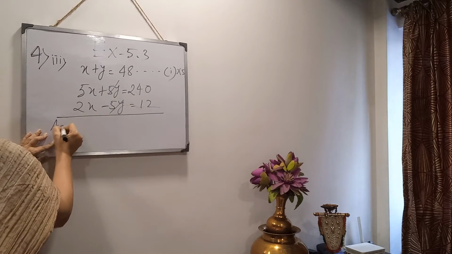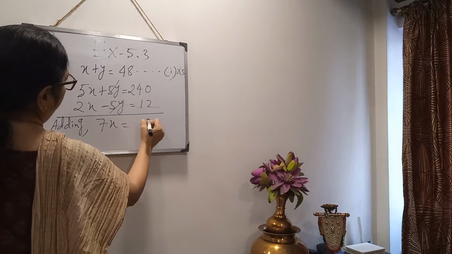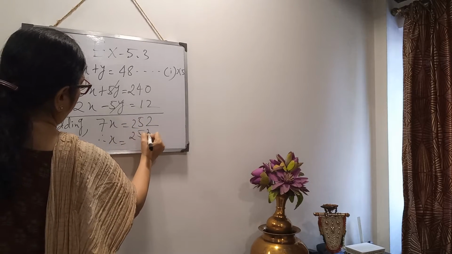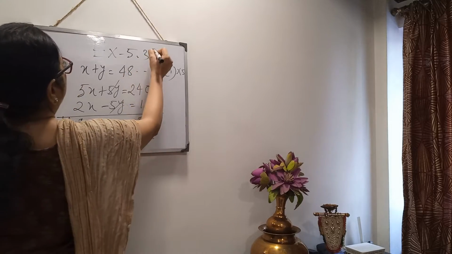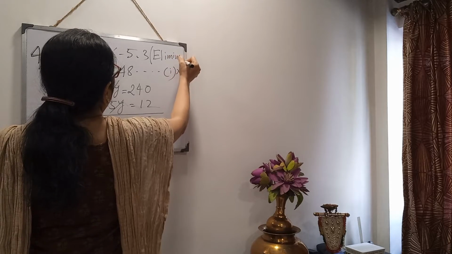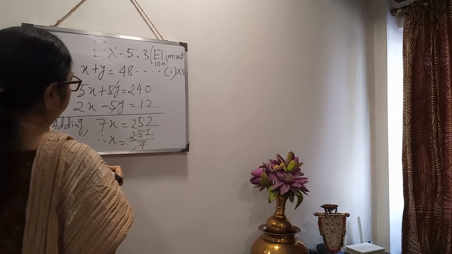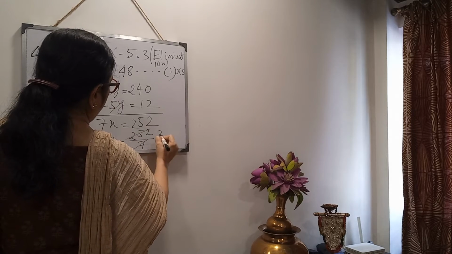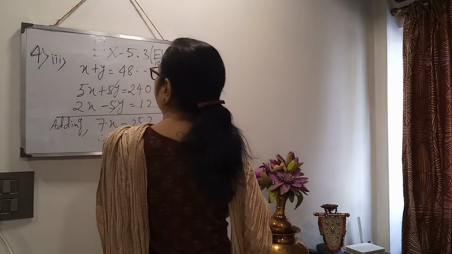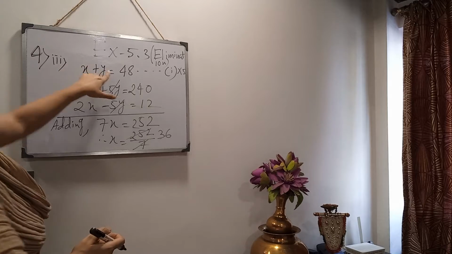Adding, 7x equals 252. Therefore x is 36. So this is the elimination method. Method of elimination. My x is coming 36. Now what do I do? I put the value of x here in equation number 1, then I get y.